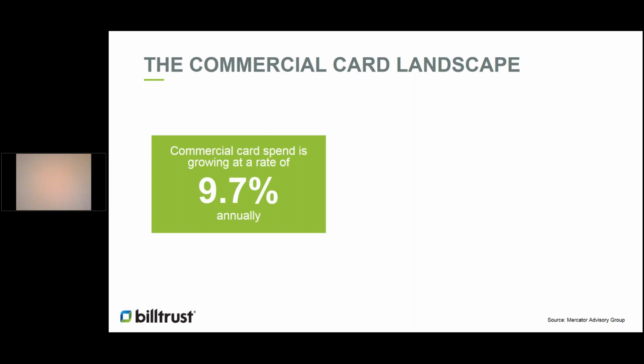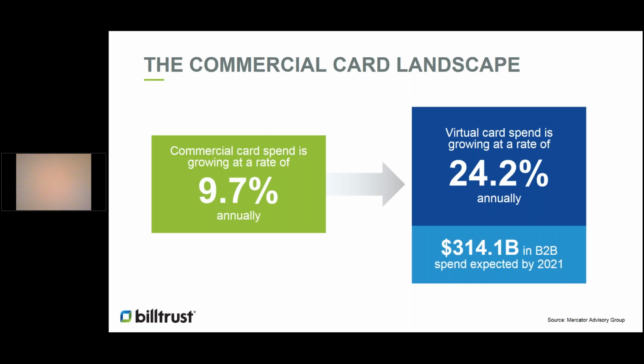So diving in a little deeper into the commercial card landscape. Commercial cards, as I mentioned, are growing rapidly, at a roughly 9.7% growth rate annually. But within that umbrella, commercial cards house a lot of different types of other cards, right? There's purchasing cards, there's fleet cards, there's virtual cards, single-use accounts. There's a lot of different types of cards within that commercial card umbrella. And I want to specifically focus on the virtual card. The virtual card is the fastest growing type of commercial card right now in the B2B space, growing at about 24% annually. And there are a number of reasons for this.